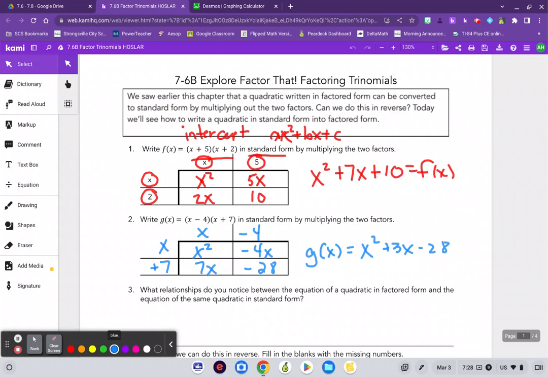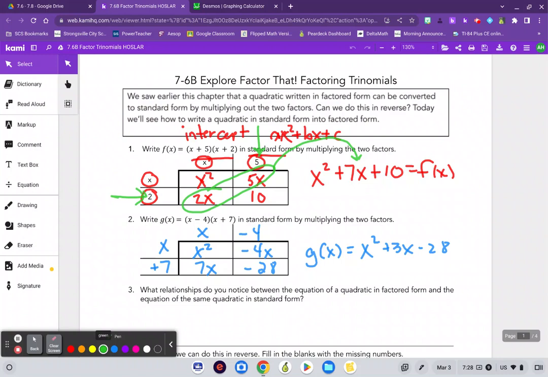And it says in 3, what relationships do you notice between the equation of the quadratic in factored form and the equation of the same quadratic in standard form? I am noticing some things here. I'm noticing that the two terms here, this 2x and 5x, are what's going to give me this middle number, 7x. So that 5x and that 2x come from the two numbers in my groups. They get multiplied by the x term, but I end up adding those two numbers with x together.